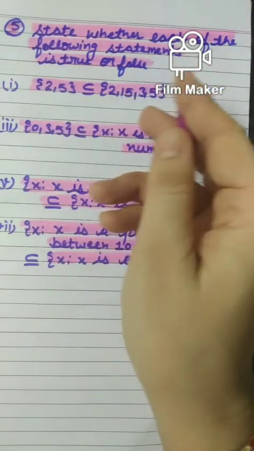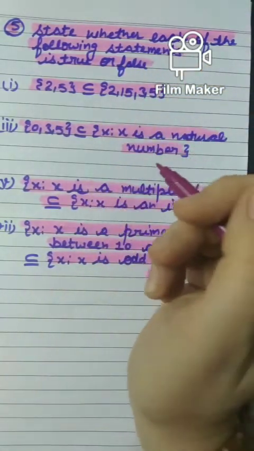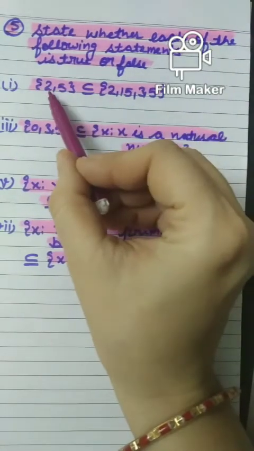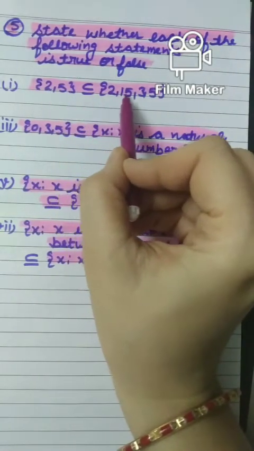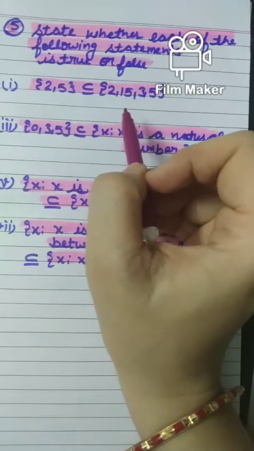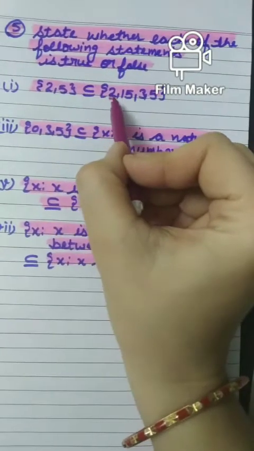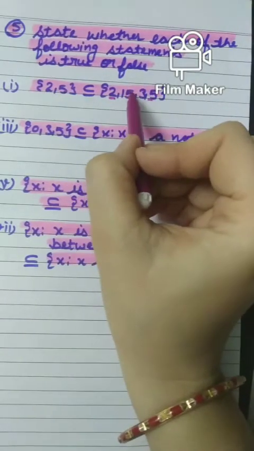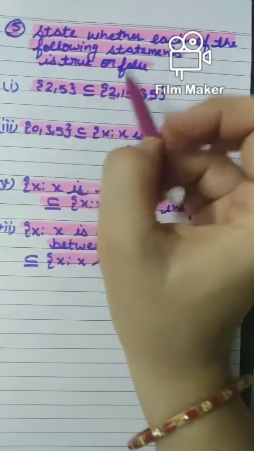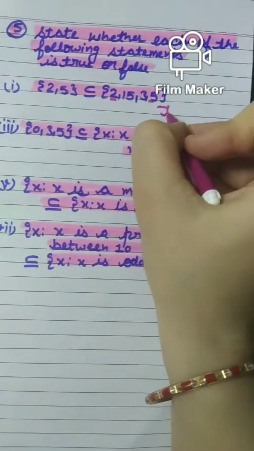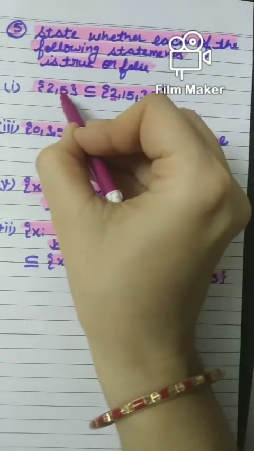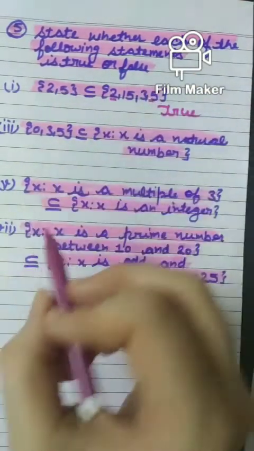Now we are going to continue from the question number 5. State whether each of the following statement is true or false. We just have to tell true or false. See beta, this set {2, 5} is subset of {2, 5, 2, 15, 3 and 5} or not? Yes, definitely 2 and 5 are in this, 2 and 5 are in this also. So this is bigger set, na? This is smaller, this is subset of that. So this one is true because every element of this set is contained in this set.